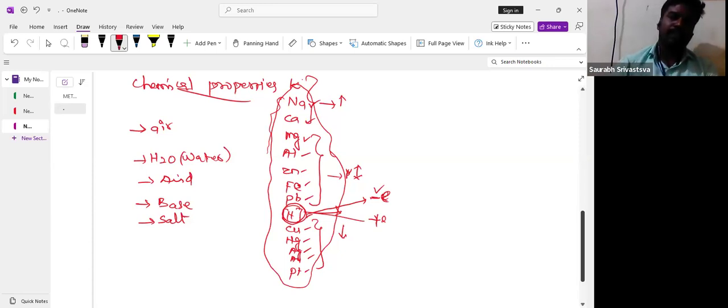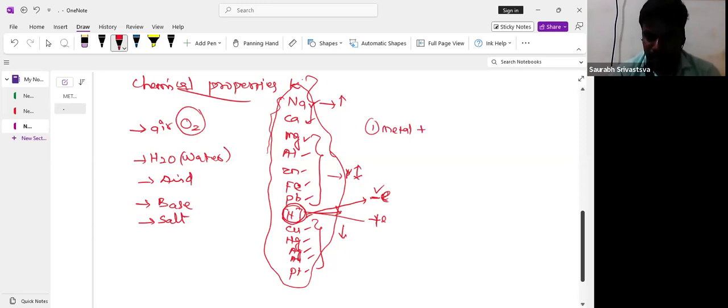Next, chemical properties. In the chemical properties, first we are saying air. Air is nothing but O2. So the first concept: metal reacting with air will give metal oxide. Second, this metal oxide is basic in nature. And next case, non-metal reacting with air will give non-metal oxide.